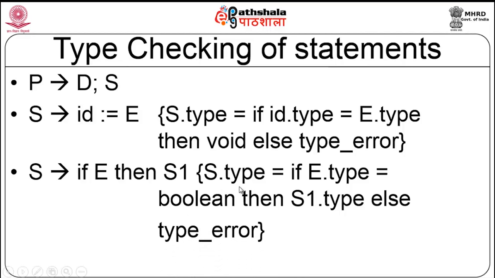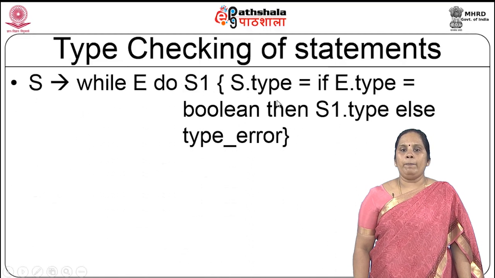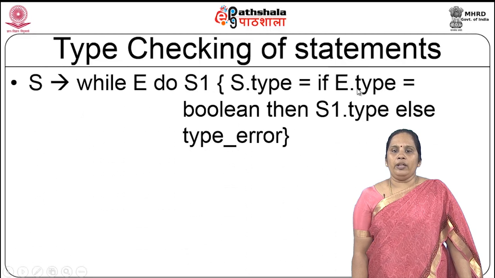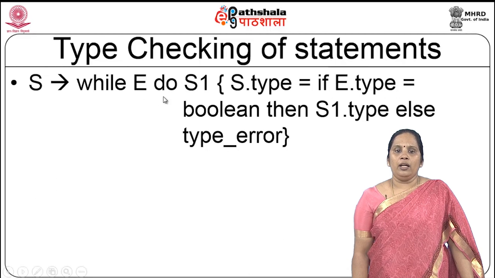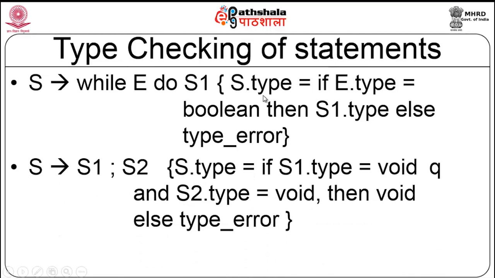So this S will have a type void only if the RHS is a correct production. Continuing on this, you have while expression do S1. S.type is equal to, if E.type is equal to boolean, then S1.type, else type_error. So this is again similar to the previous case. Again, if it is going to be an if-else, how do I write it?